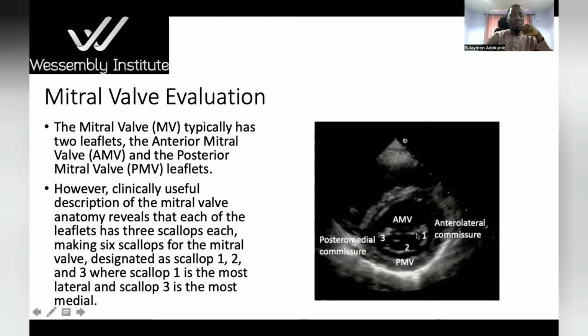All this description becomes useful when giving details at times where there is damage or where there is calcification in case of stenosis and the likes. It gives a proper description of the mitral valve for surgical purposes during echo.